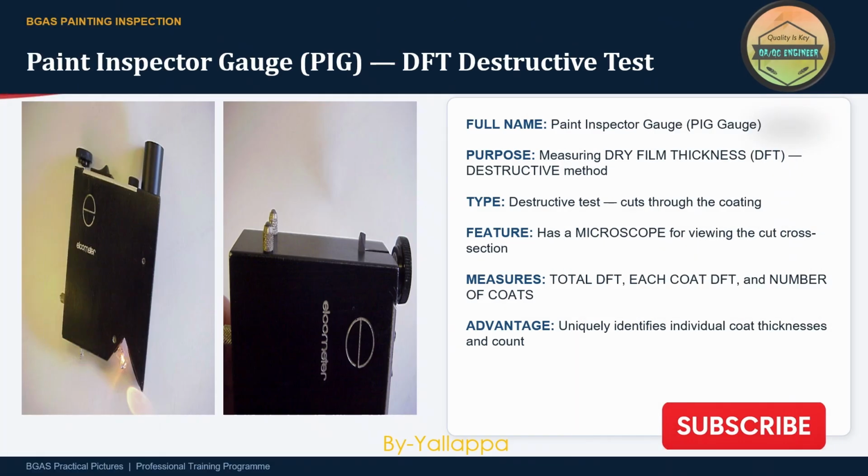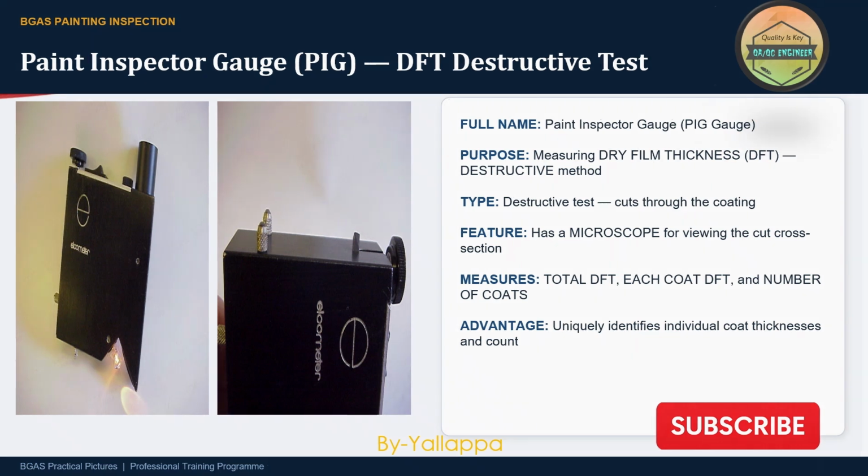This slide shows a paint inspector gauge, commonly called a PIG gauge. The PIG gauge is a destructive testing instrument used to measure dry film thickness. The instrument cuts through the coating to the substrate and allows direct measurement under magnification. One major advantage is that individual coat thicknesses can also be determined. This is an important examination point.